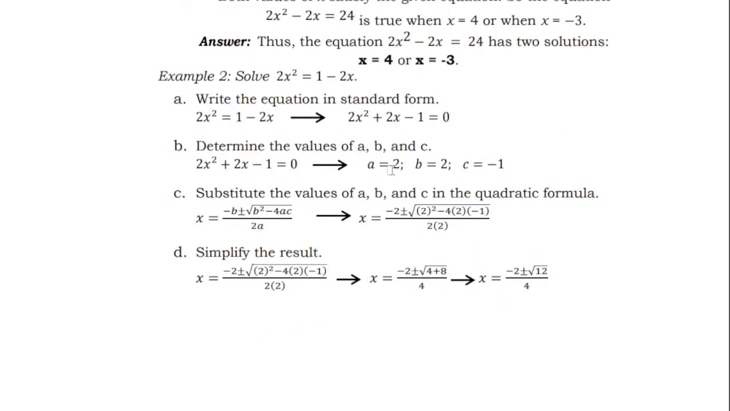2x squared is equal to 1 minus 2x. So that is our example. Since that one is not yet written in standard form, we're going to write that one into standard form. So we have here 2x squared is equal to 1 minus 2x. So we have now 2x squared plus 2x minus 1 is equal to 0.